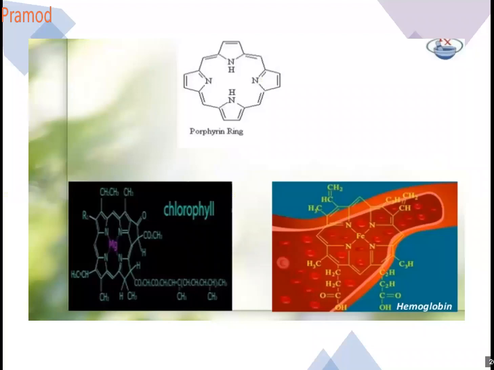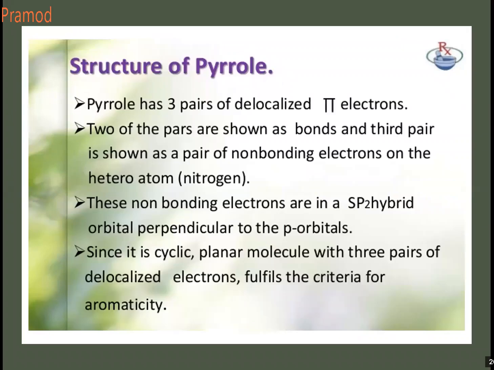These are some of the structures like chlorophyll, porphyrin ring, and hemoglobin. All of these contain your pyrrole ring. Now, as we said, it has 3 pairs of delocalized pi electrons. 2 pairs are shown as bonded: you have a double bond between the second and third carbon, and the fourth and fifth, and the third lone pair of electrons comes from the non-bonding electrons of your heteroatom, nitrogen.